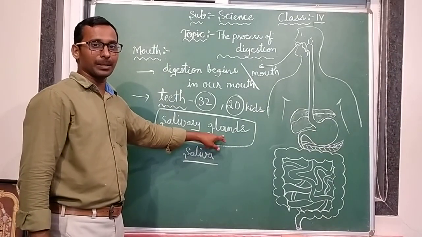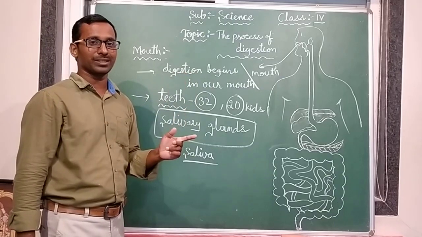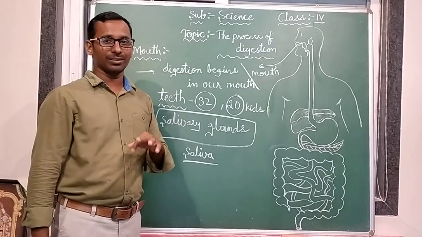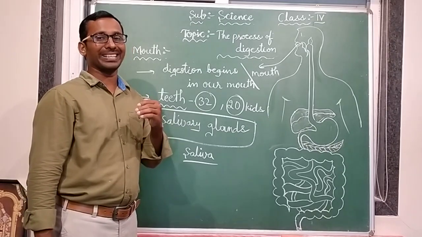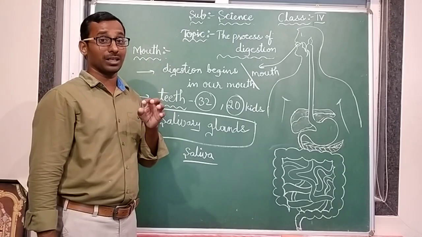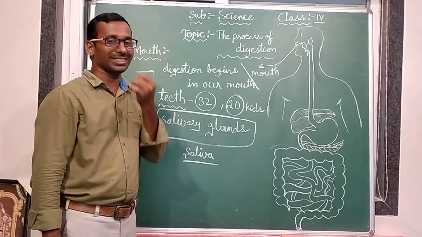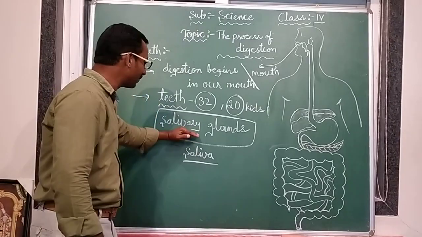See, if you see any mutton or chicken biryani or any delicious food, immediately your mouth gets water. Do you get this type of situation? If you see the food item we like most, our mouth gets water. That is saliva. How is it produced? With the help of salivary glands.